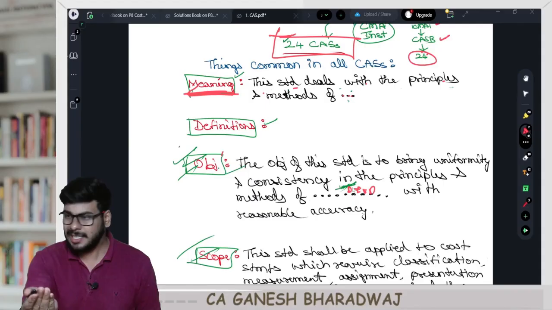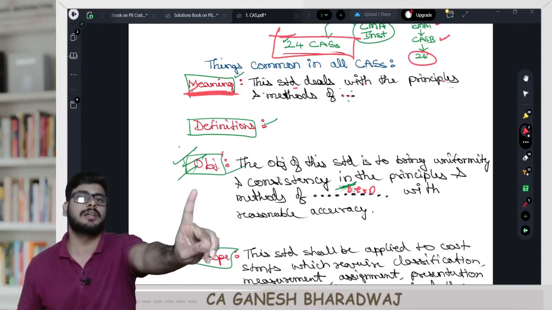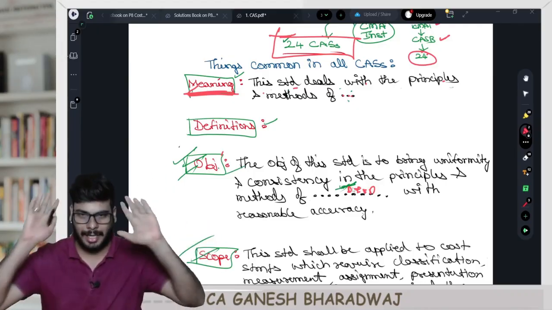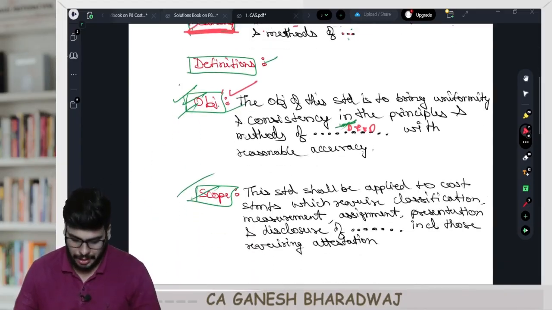Simple, isn't it? Easily you can score some 6 to 8 marks. Directly they are going to ask you, provided you know the standard number along with the title. That's all you need to know. And this template you remember: meaning, objective, and scope. What is scope?